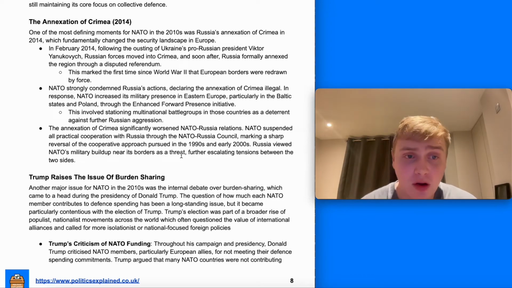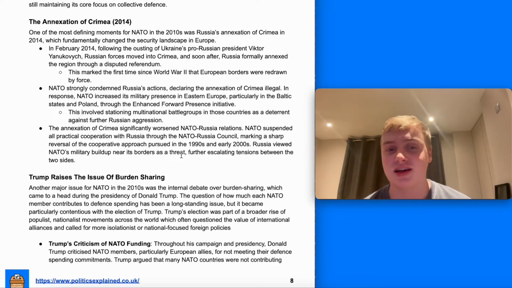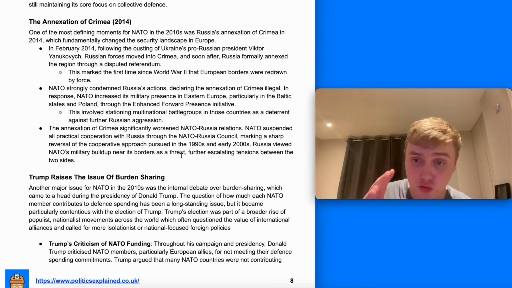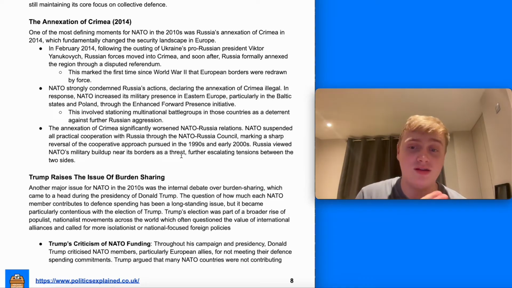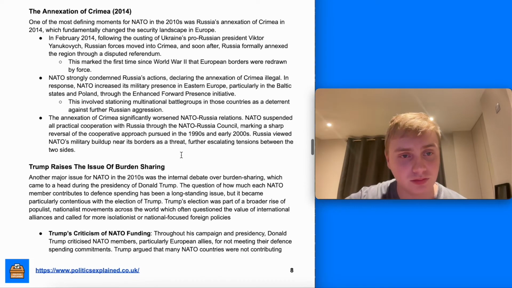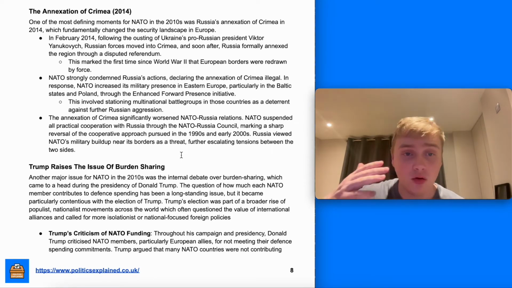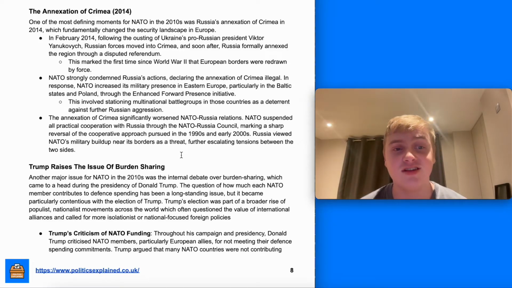And in response, NATO increased its military presence in Eastern Europe, particularly in the Baltic states and Poland, through the Enhanced Forward Presence Initiative. Of course, it's crucial to understand that Ukraine wasn't and isn't a member of NATO. This involved stationing multinational battle groups in those countries as a deterrent against further Russian aggression into NATO countries, but also further Russian aggression into Ukraine.